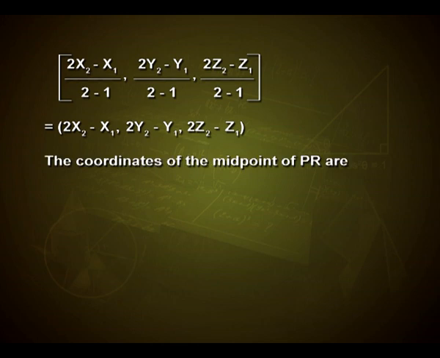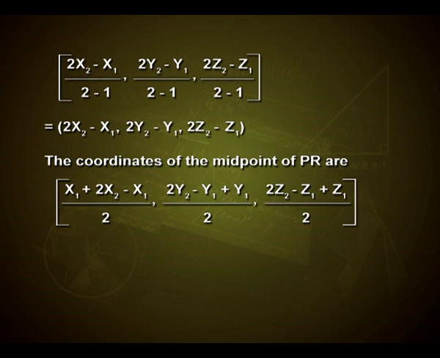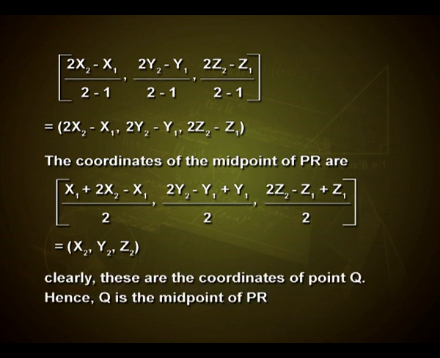The coordinates of the midpoint of PR are (x1 plus 2x2 minus x1) upon 2, (2y2 minus y1 plus y1) upon 2, (2z2 minus z1 plus z1) upon 2. That can be simplified as (x2, y2, z2). Clearly, these are the coordinates of point Q. Hence, Q is the midpoint of PR.